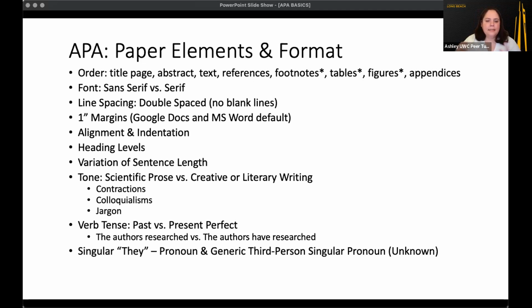Make sure you use a variation of sentence length. You want to use complex sentences and simple sentences, integrate it all. And just remember that this is a scientific paper, not creative or literary writing. So no contractions, no colloquialisms, and no jargon. Try to avoid that if you can. For verb tense, use past tense, again, because you're dealing with research done in the past. And use they pronouns when you are dealing with a third person singular pronoun.